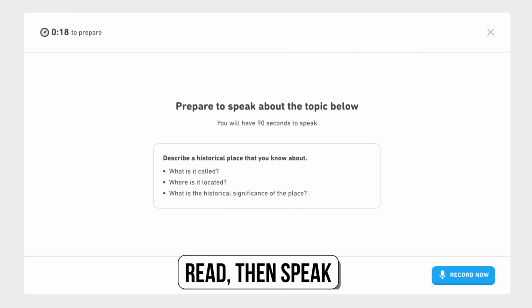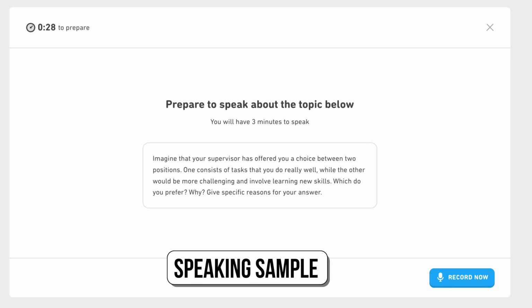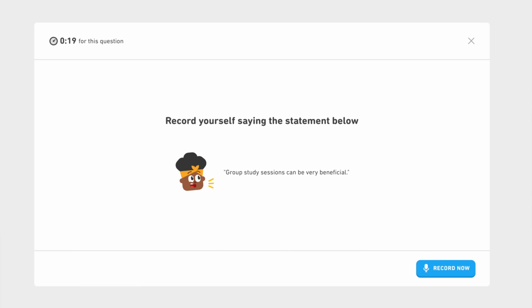That means for the speaking section, which I know is really important for a lot of you guys, these are the question types: read then speak, interactive speaking, and the speaking sample. So if you are focusing on speaking, be aware that these are the speaking questions going forward from July 1st. And last but not least, read aloud, which is this question right here, is going to be removed from the test from July 1st. Okay, so those were the major changes to the Duolingo English test.